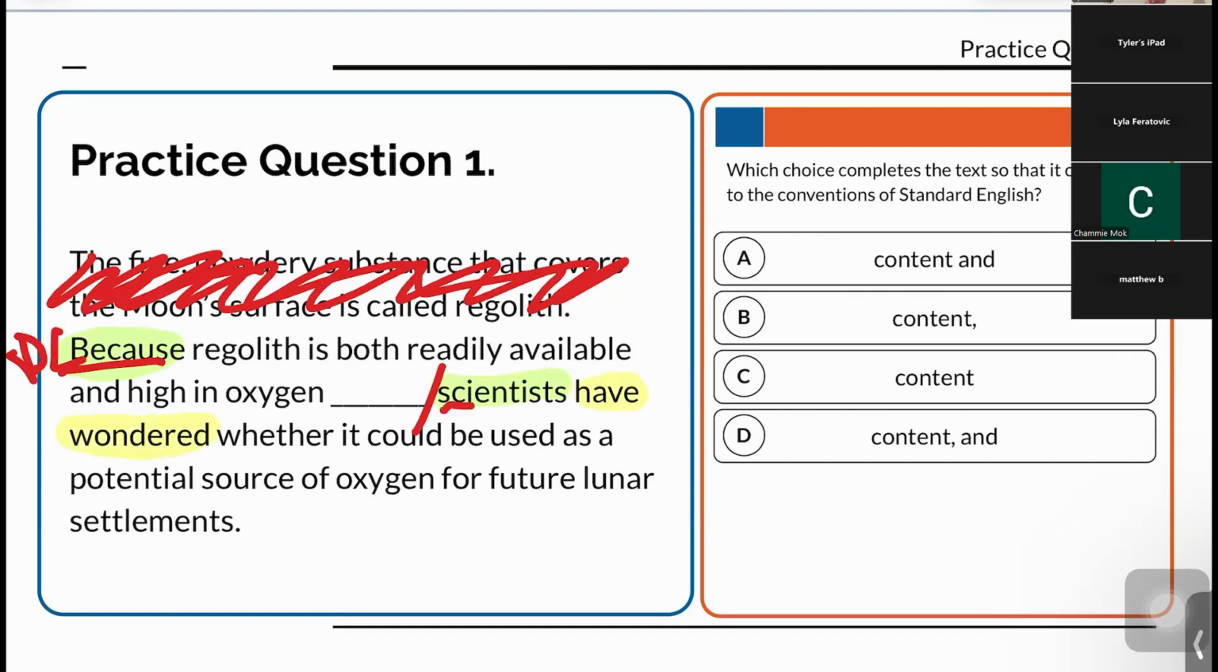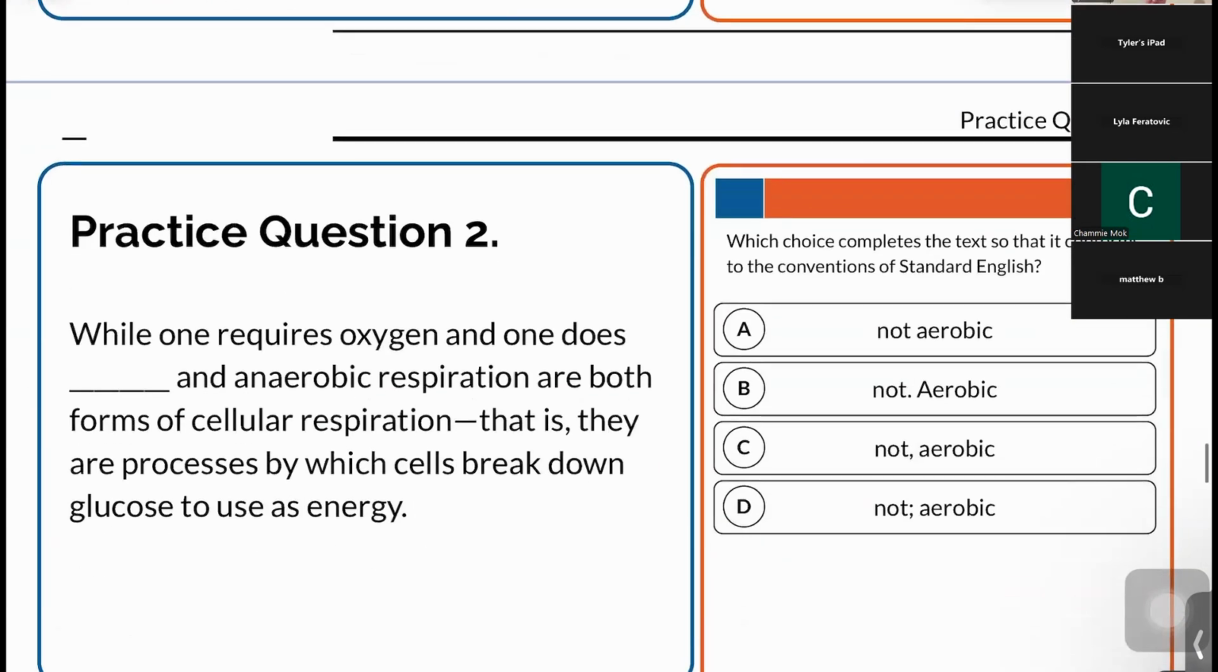So we have our subject. We have our predicate. Do we know what they wonder? We do know what they wonder, whether it could be used as a potential source of oxygen. So I'm seeing B's in the chat, and that is absolutely correct. In this case, all you need is a comma because this first phrase is a dependent clause. This last phrase is an independent clause. And then connecting those, all you need is a comma. It's amazing. All right, let's try the second one.